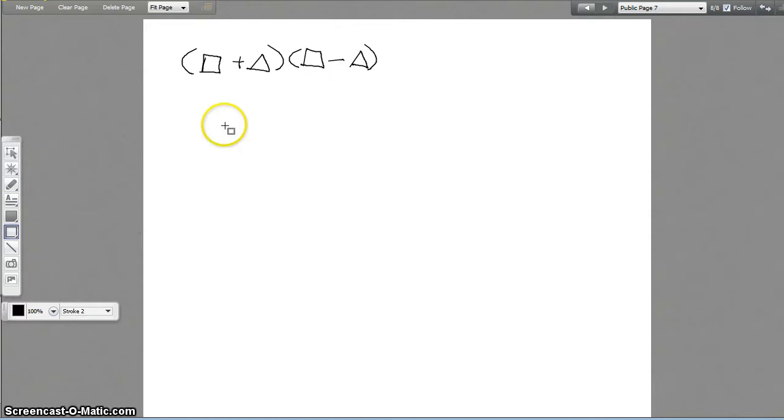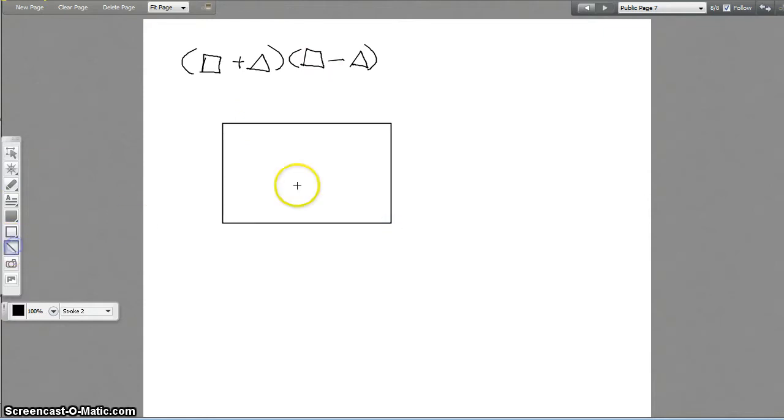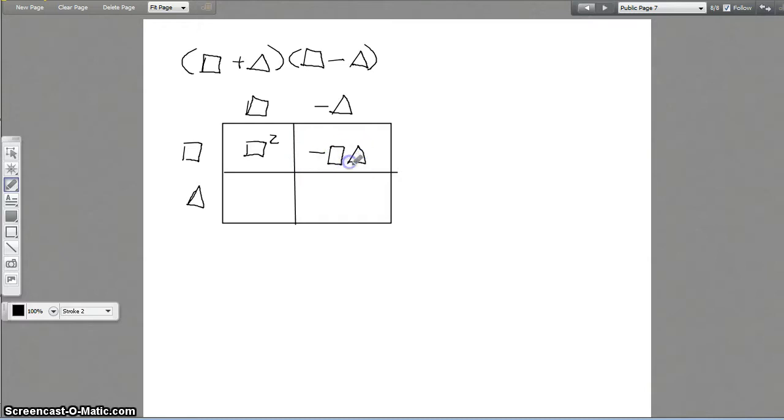Well, this can also be done with our box diagram because the box diagram is very versatile and can do lots of things. Okay, so let me put in my grid lines. So we have box and triangle on one side. We have box and negative triangle on the other side. Box times box is box squared. Box times negative triangle is negative box triangle. Triangle times box is positive box triangle. And then triangle times negative triangle is negative triangle squared.